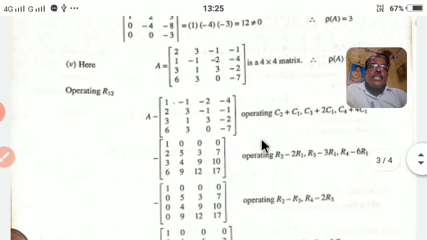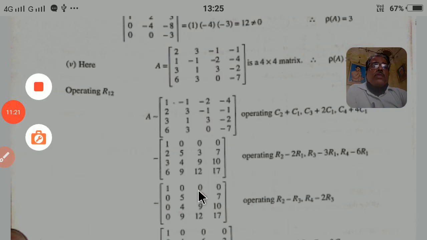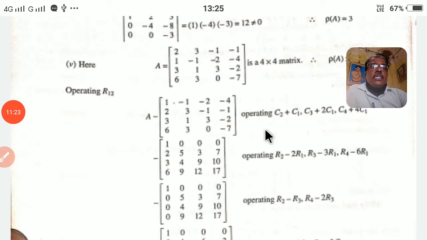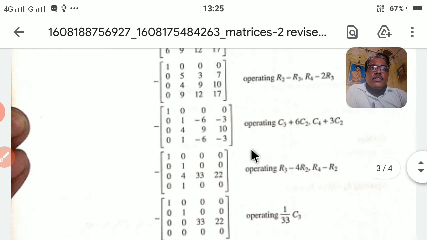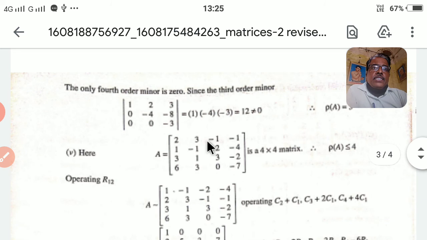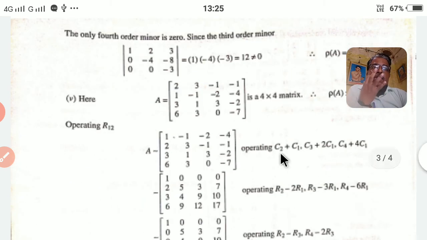So like that we perform elementary row operations, and we make one row completely 0, so that we check the rank of a matrix by checking the next lower order minors. Okay. And here also we perform the same operations. Here the given matrix is a 4 cross 4 matrix, so the rank of A cannot exceed 4, and we perform row and column operations. Here we have performed column operations, so you can also perform column operations.